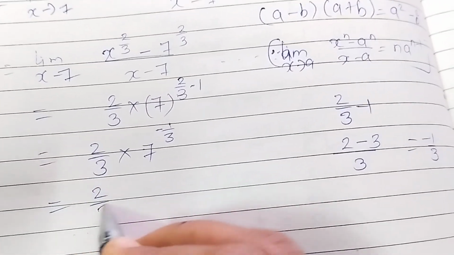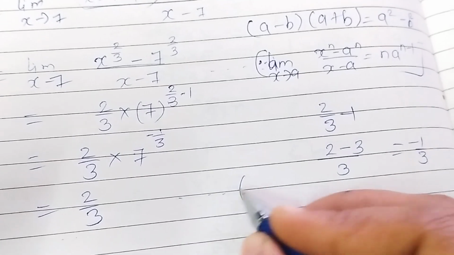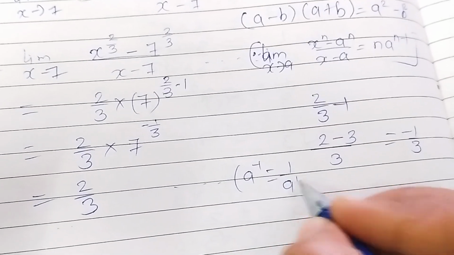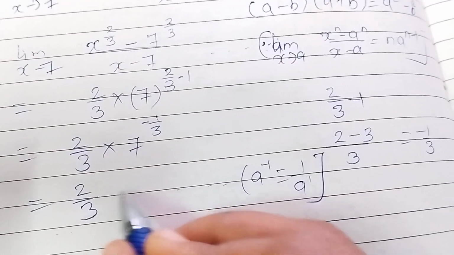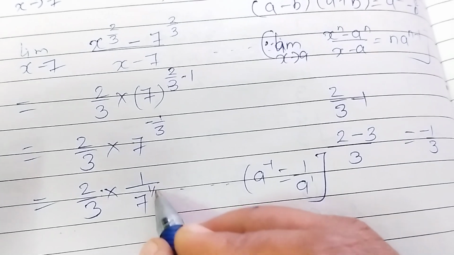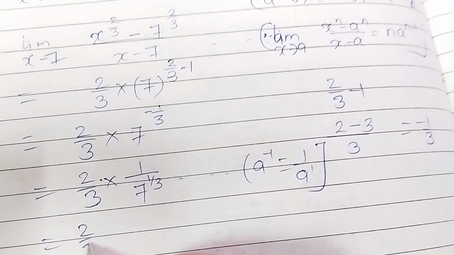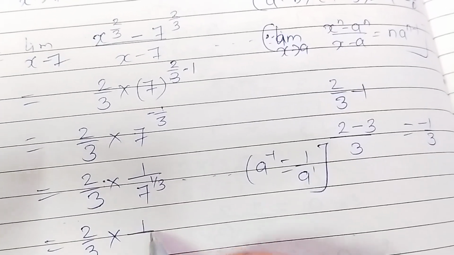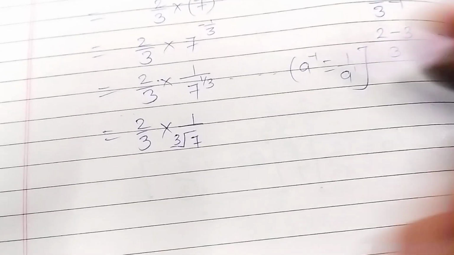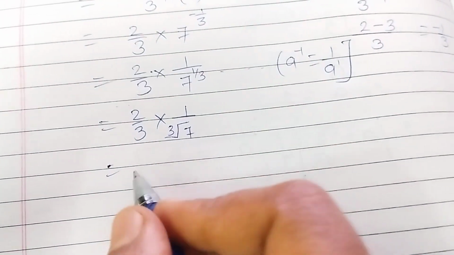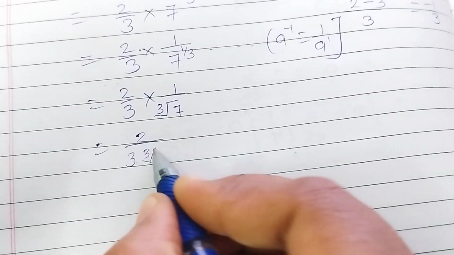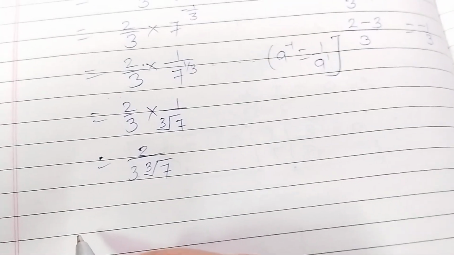So 2 upon 3, then a raised to minus 1 is equal to 1 upon a raised to 1. ये अप्लाई करेंगे फॉर्मूला. सो मल्टीप्लाई 1 upon 7 raised to 1 upon 3. Now 2 upon 3 multiply 1 upon cube root of 7. Then numerator get multiply numerator, 2 ones are 2, then upon 3 cube root of 7. This is now the final answer.